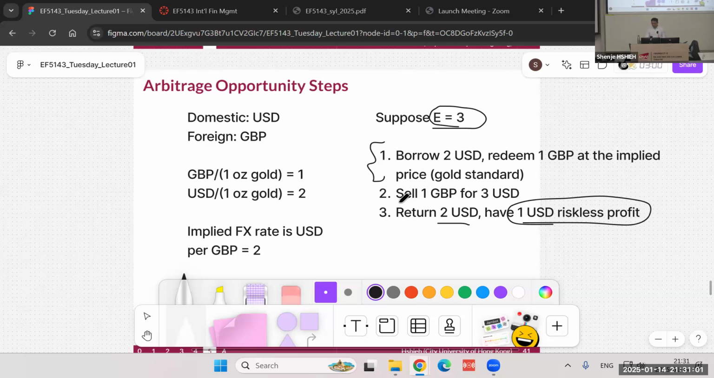So what's going on here is that this act of selling British pounds will push E towards 2, right? E says the price of pounds in terms of dollars is 3, right? If I keep selling pounds, then the pound value relative to the dollar is going to decrease, right? The pound is going to depreciate over time, and it's going to depreciate until this strategy is no longer profitable, right?